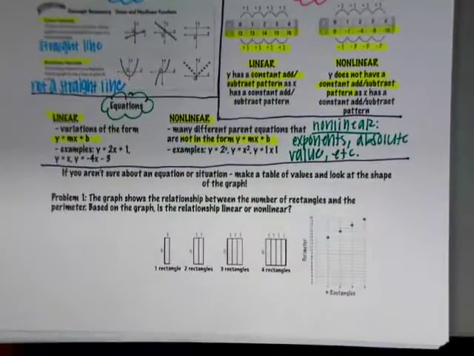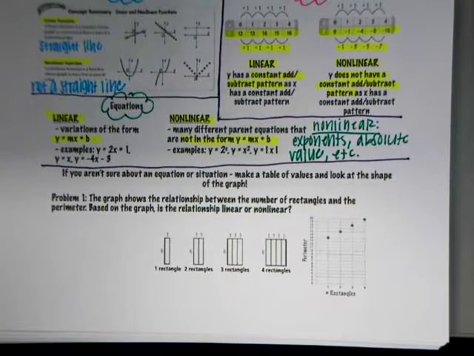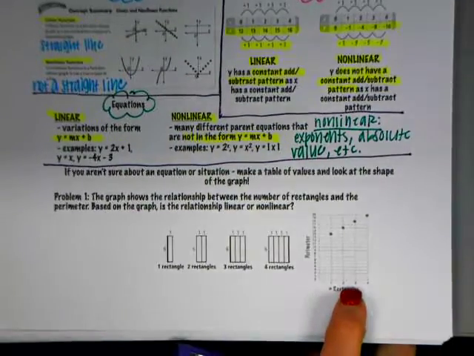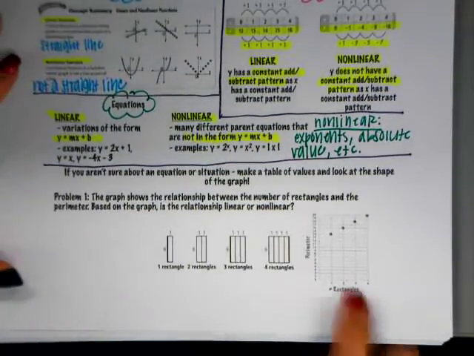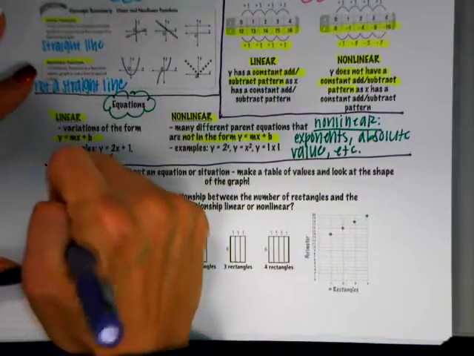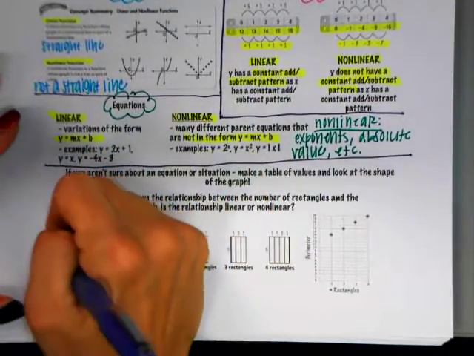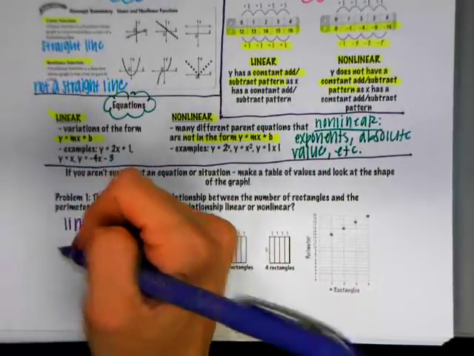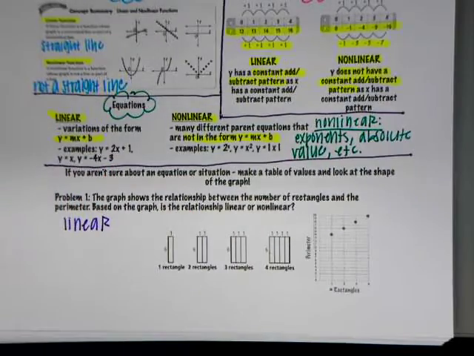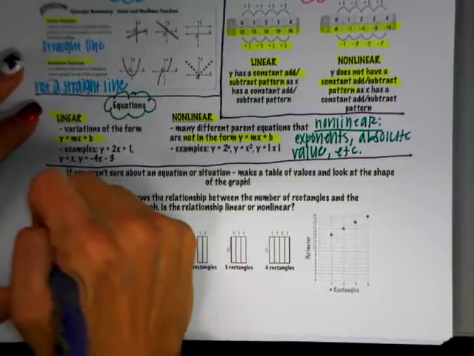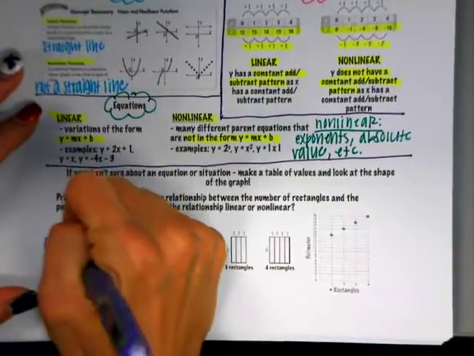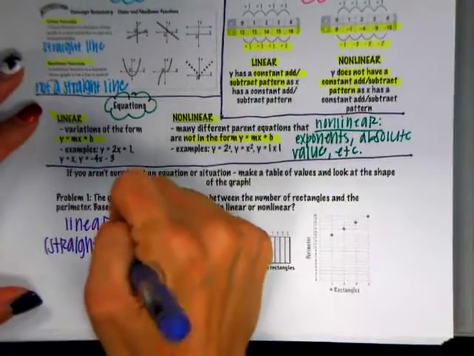All right, so problem 1. The graph shows the relationship between the number of rectangles and the perimeter. Based on the graph, is the relationship linear or nonlinear? Linear, why? Because it's going up at a constant rate. Yep, it's going up by a constant rate, and then how else could I just visually see that? It's a straight line, yep. And then you guys do the got it.